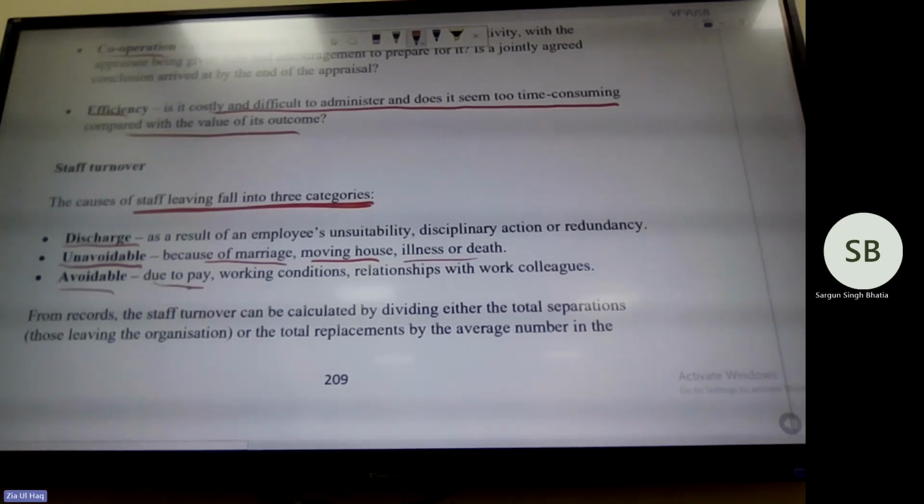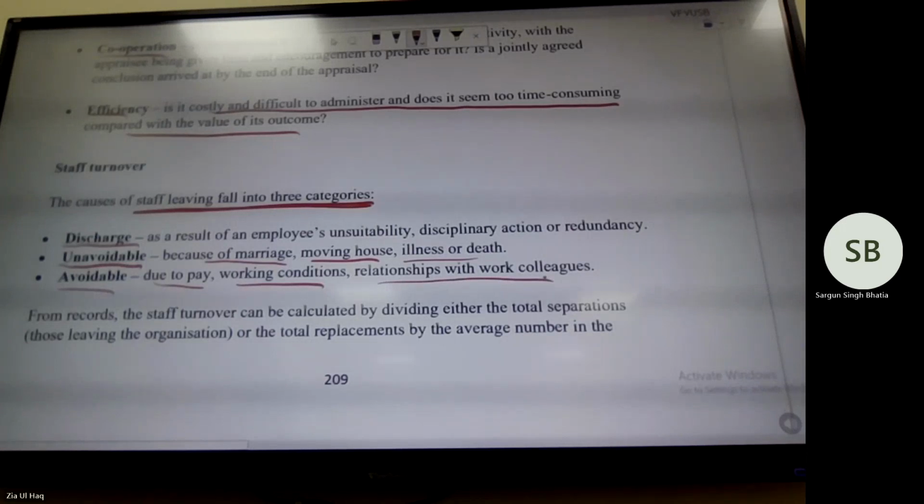Staff are leaving the organization due to lower pay, poor working conditions, or problematic relationships with managers, bosses, or colleagues. But these are avoidable issues that can be resolved. If these are issues related to any organization, they need to be resolved. But there are some unavoidable issues, due to which staff turnover normally happens and cannot be avoided.